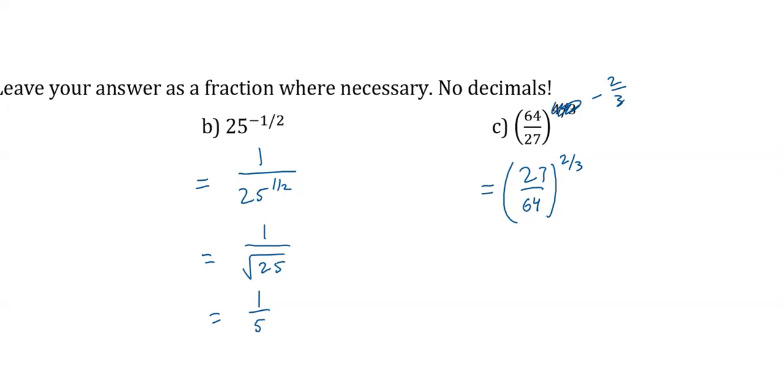(2/3) means cube root and then squared. So I'm going to do that on the top and the bottom. So it's a cube root of 27 all squared over the cube root of 64 all squared.